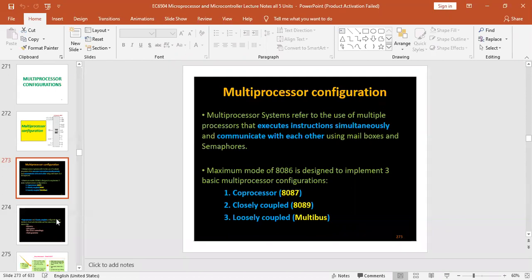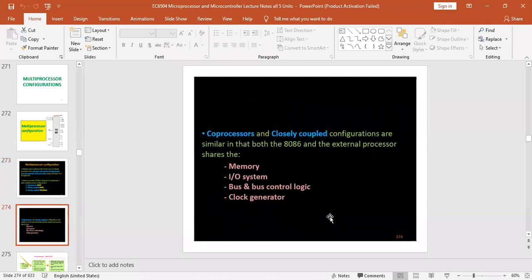I'll tell you the small changes. This coprocessor and closely coupled diagram are the same. This coprocessor is called the 8087 math coprocessor. The function of this coprocessor is to perform mathematical operations. In 8086, it is not possible to perform floating point operations. In order to perform floating point operations, we go for this 8087 math coprocessor. Likewise, the closely coupled configuration is called 8089 and loosely coupled is called multibus. Let us see the diagram for this.